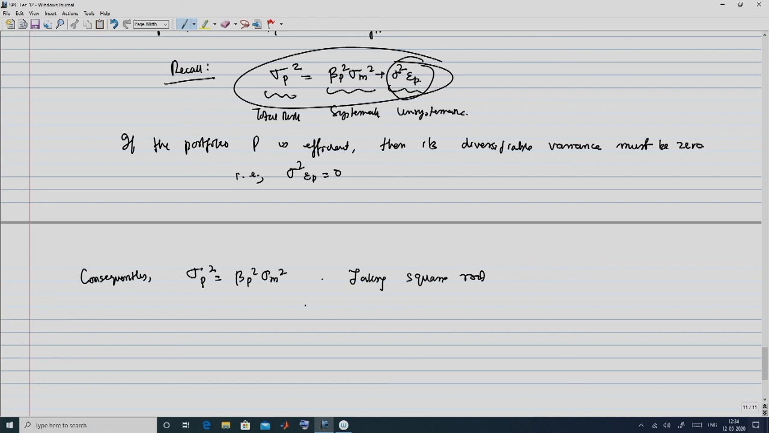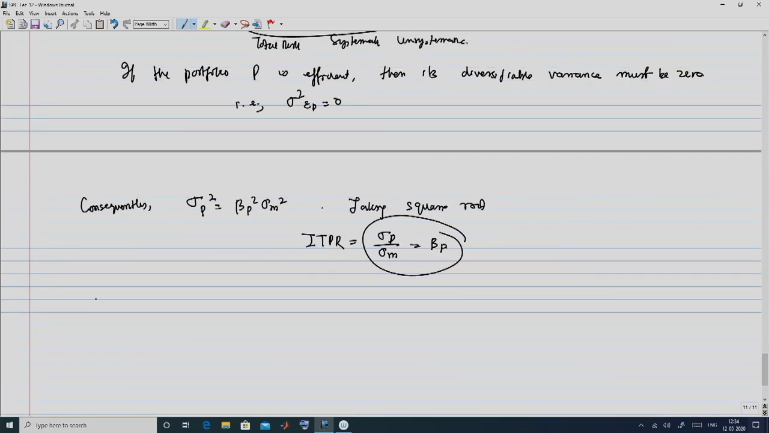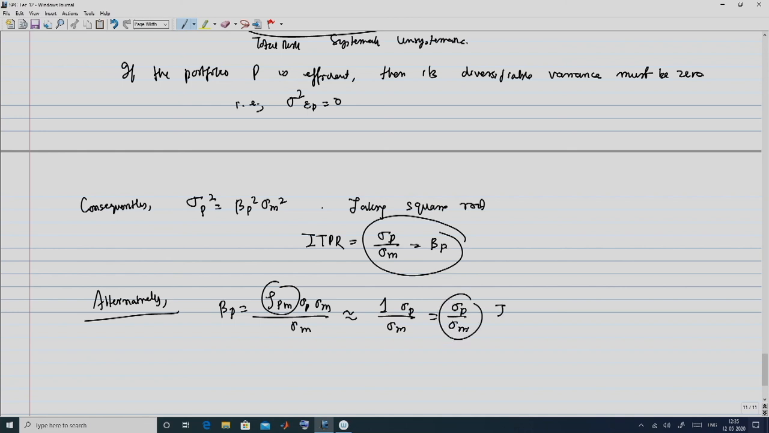We have ITPR, which is by definition sigma P over sigma M, is equal to beta P. Okay, so we have shown that sigma P over sigma M is beta P. There is an alternate approach to deriving this. Beta P is rho P M sigma P sigma M over sigma M square, and for a well diversified portfolio this is approximately 1 into sigma P over sigma M, which is again ITPR. And the reason is that rho P M is approximately 1 for efficient portfolios, which are well diversified portfolios, which is the reason why we took the unsystematic term to be equal to 0.